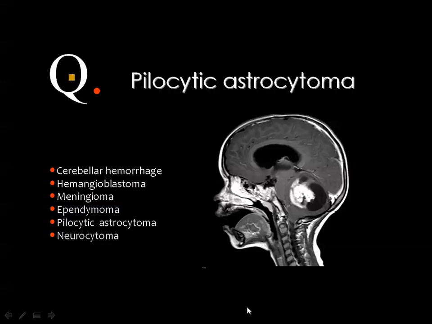Pilocytic astrocytoma, the most common cystic lesion in the posterior fossa in the pediatric age group showing an enhancing mural nodule, is the pilocytic astrocytoma. And it is evident that this is a child. Okay.